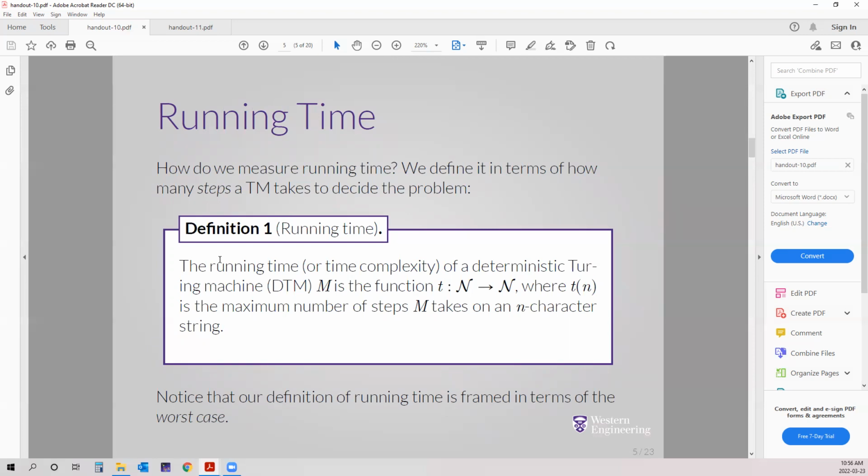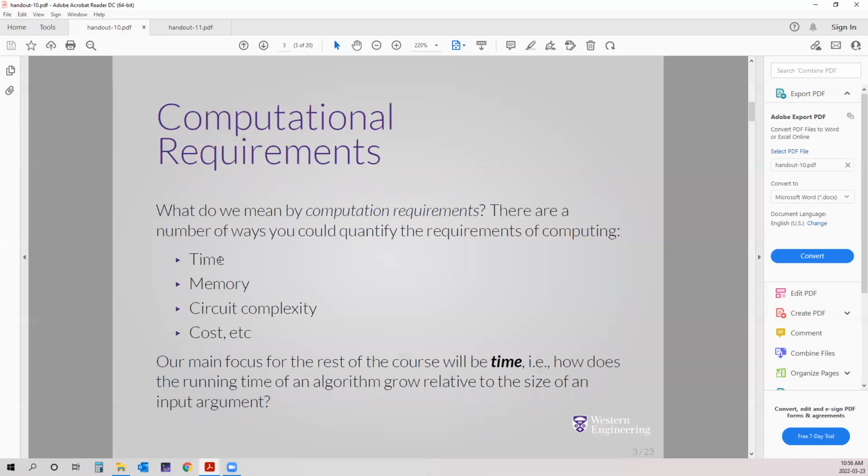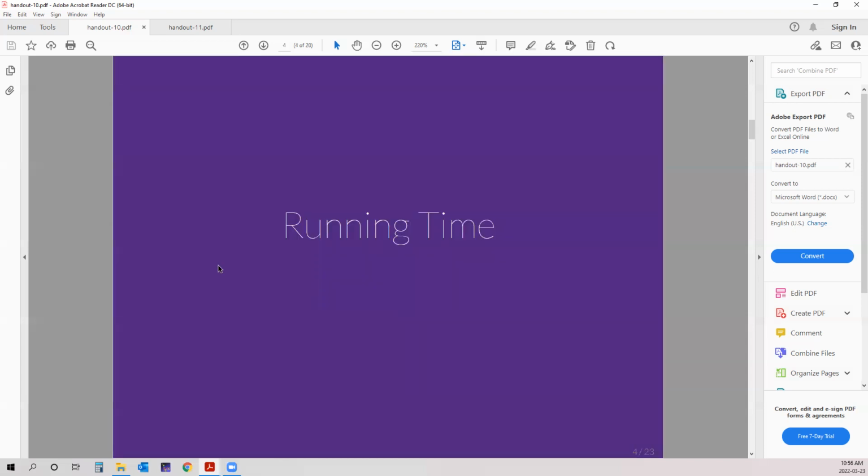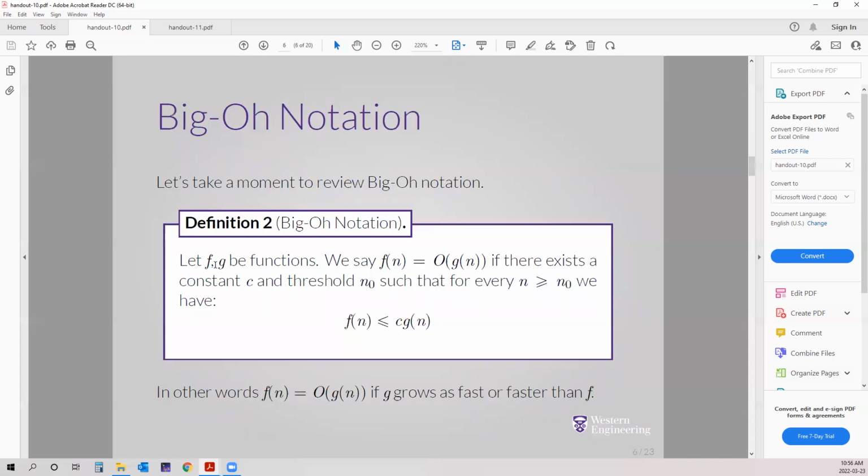Notice that our definition of running time is framed in terms of the worst case scenario. So normally we take the worst case scenario to represent the running time. Now we will be introduced. I know that in data structures or other courses, you have an idea about this term.